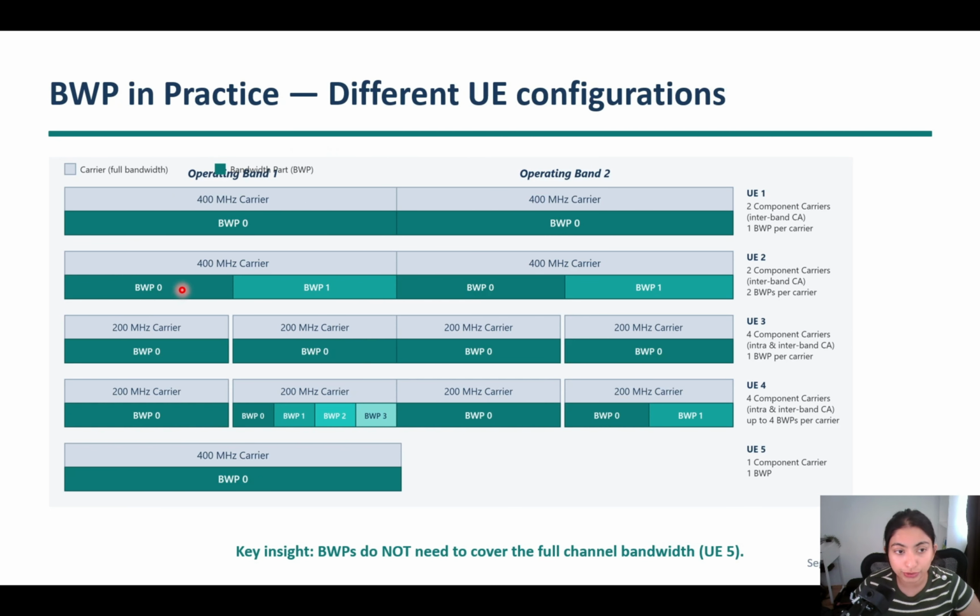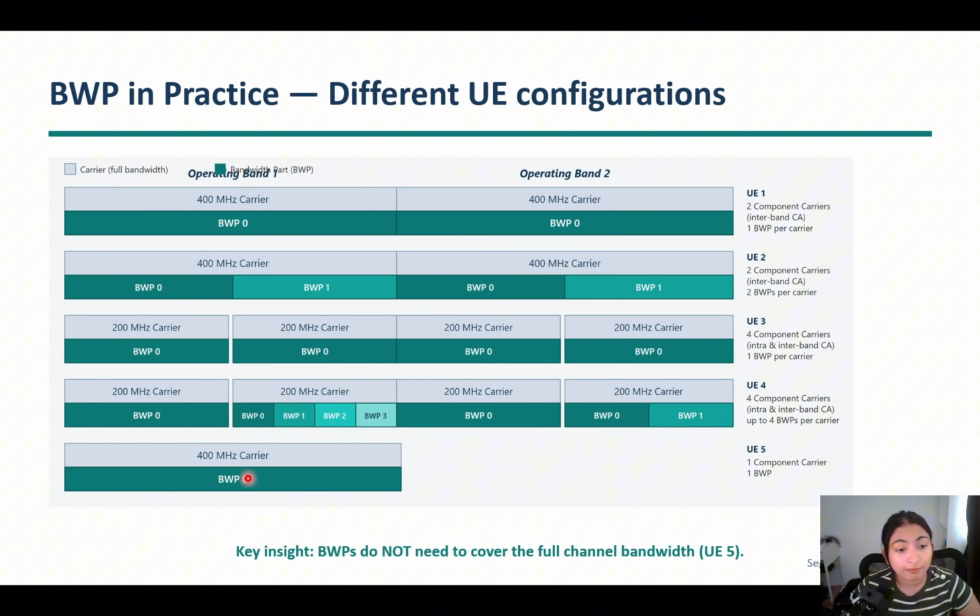Now UE2 uses carrier aggregation with two component carriers and two bandwidth parts per carrier. So this enables interband carrier aggregation. Now UE3 also uses component carriers, but with a single bandwidth part per carrier, supporting both interband and intraband carrier aggregation. Now UE4 is even more complex. So this has up to 4 bandwidth parts configured per carrier, and this gives the network maximum scheduling flexibility.